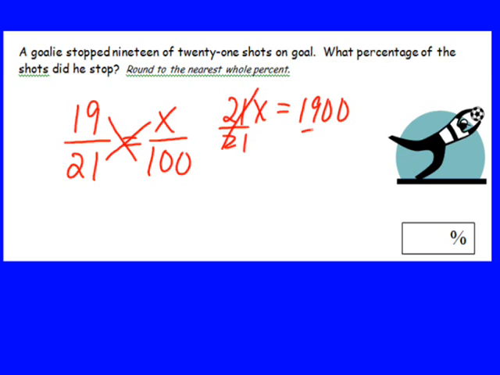To isolate that variable, we're going to divide each side by 21. I'm going to clear my calculator. And 1900 divided by 21 would be 90.4. Again, we only need that first number. So to the nearest percent, that would be 90%.